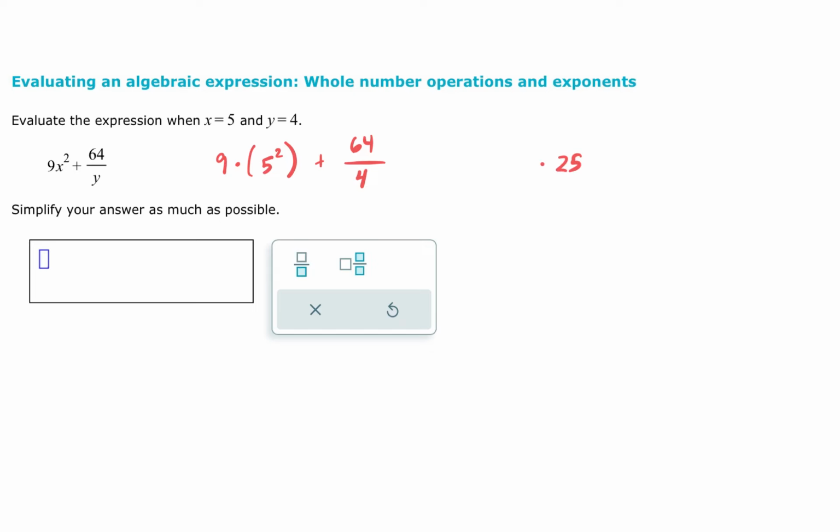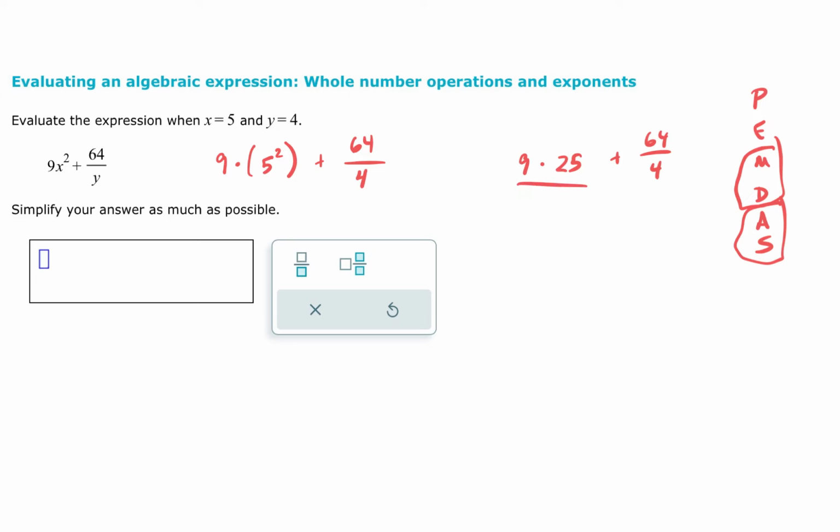I'm going to rewrite everything. And next, I'm going to do multiplication and division in the order that they come in from left to right, because they're in the same step. Remember with the order of operations that these two right here and these two right here are the same step, so they go from left to right.